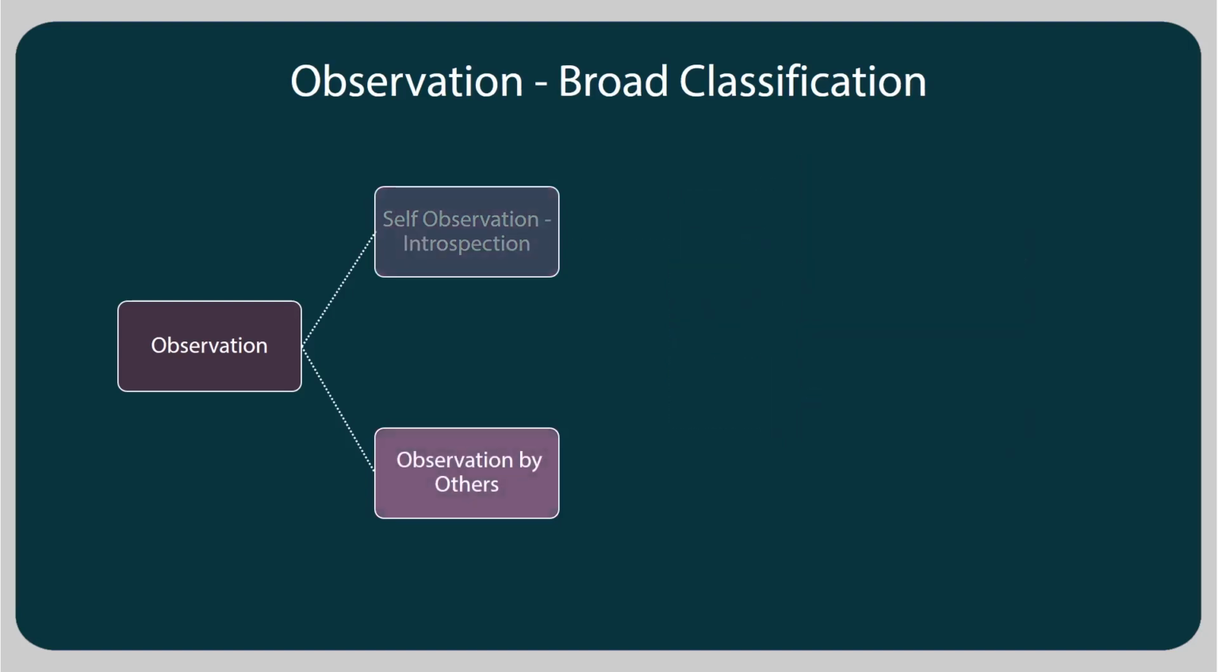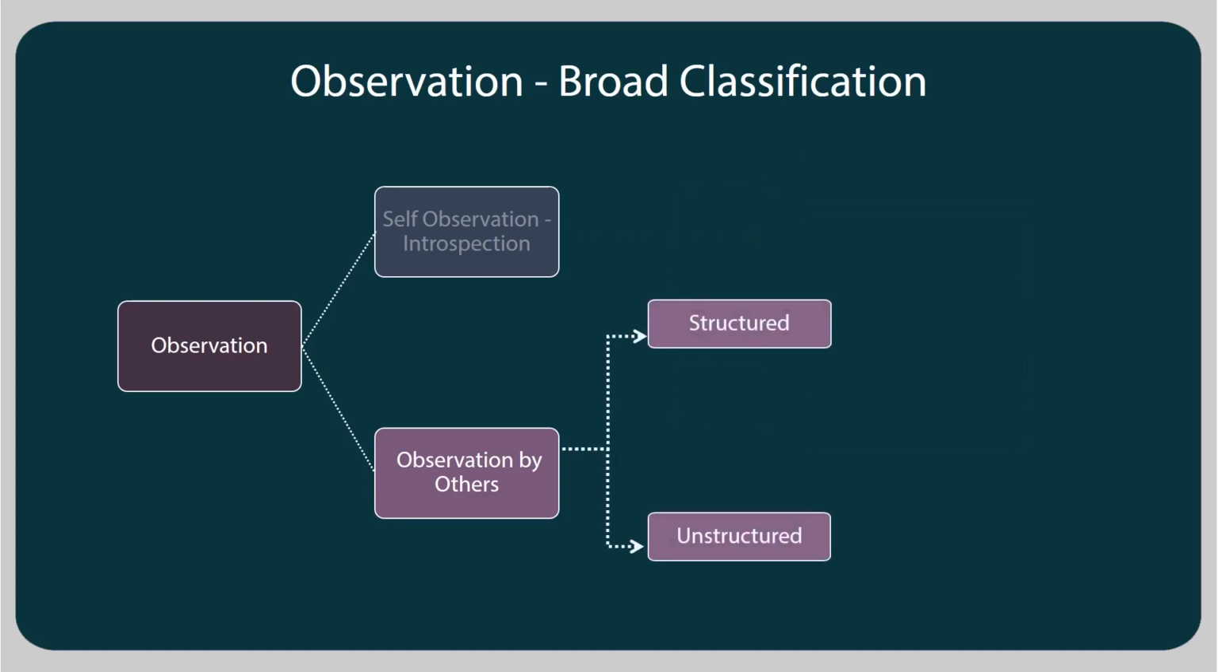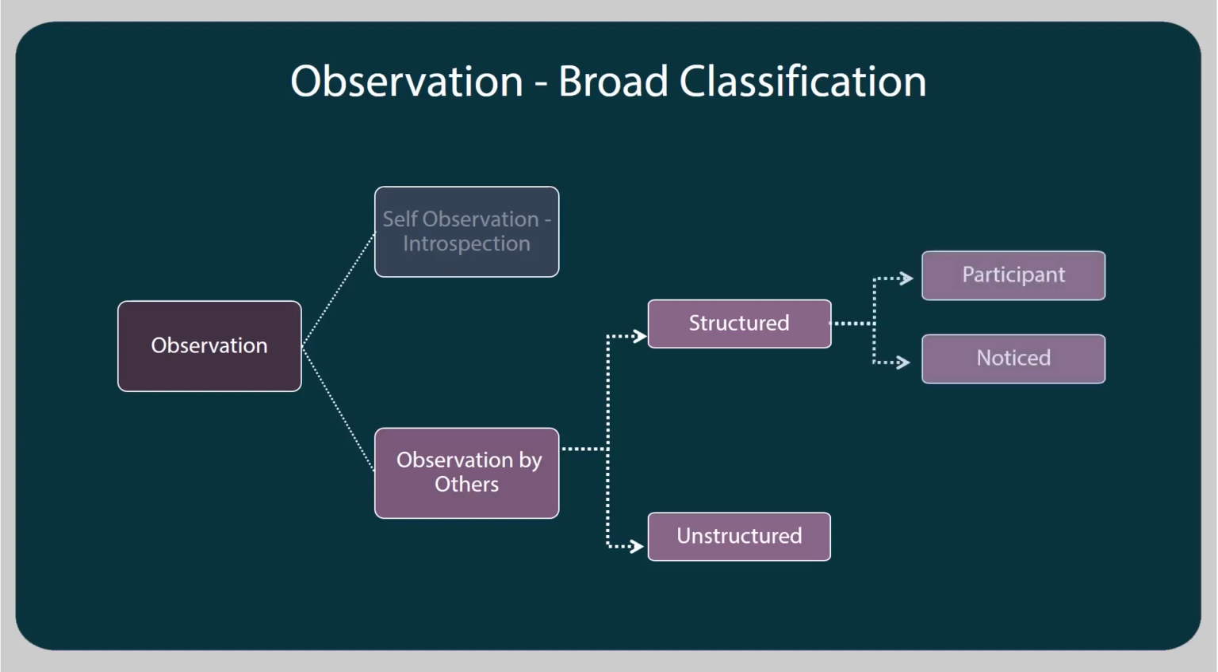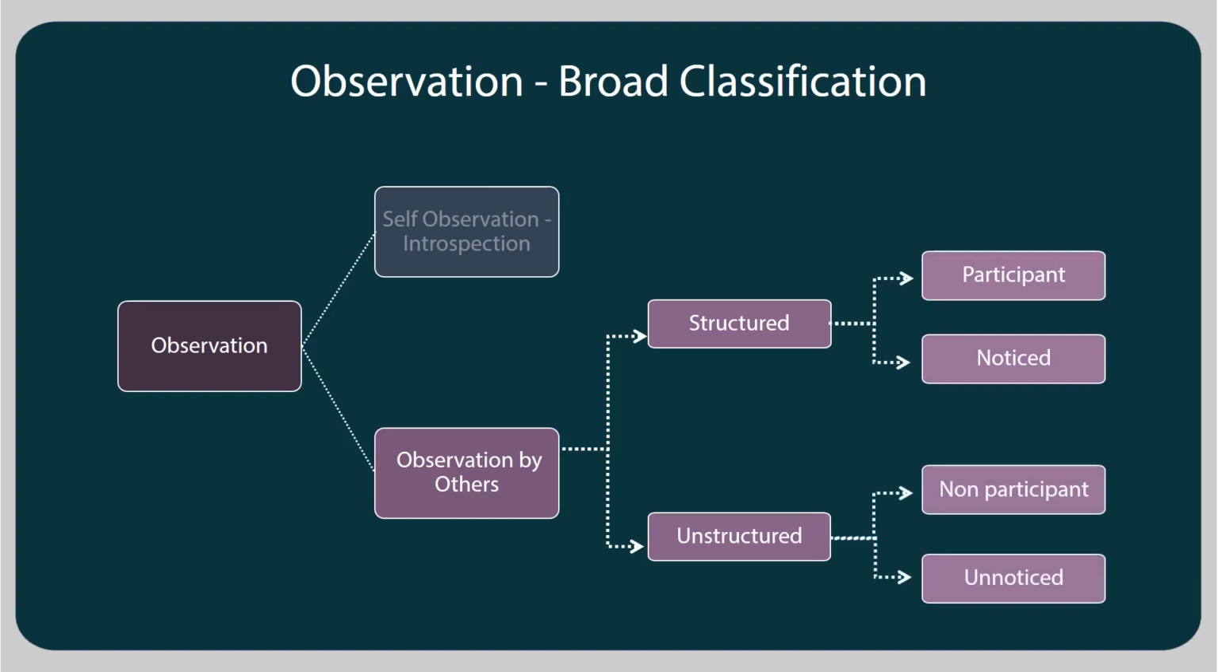When it comes to observation by others, well, they can be classified into very many categories, of which I am going to present to you only three. Structured versus unstructured. The observation can be either a structured observation, just opposite of it is unstructured observation. Similarly, observation can be participant, whereas non-participant observation. Third one is noticed versus unnoticed observation.